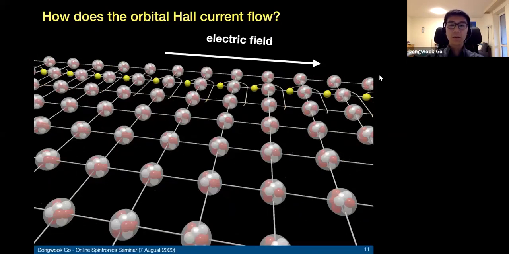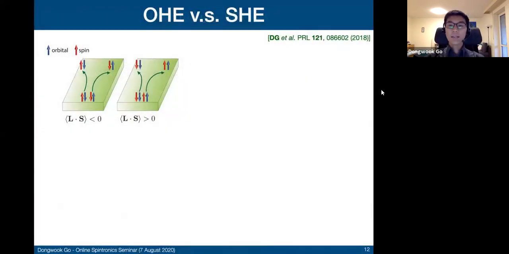So far we discussed how we can generate orbital current by taking angular momentum out of the lattice through orbital lattice interaction. Then let's see what happens if we have spin-orbit coupling, and how this orbital angular momentum will be transferred to the spin part of the wave function.